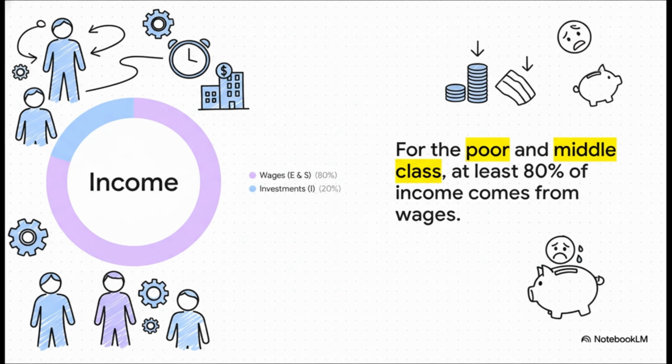Well, for the vast majority of people, a pretty staggering 80% of their income comes directly from a paycheck, from the left side of that quadrant. What that means is their entire financial life is tied to their ability to show up and work. If that job goes away, so does their income.